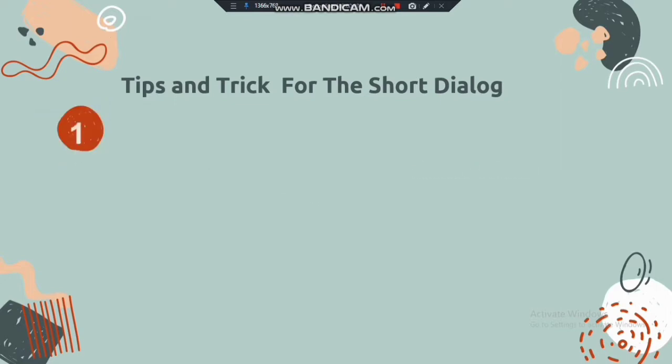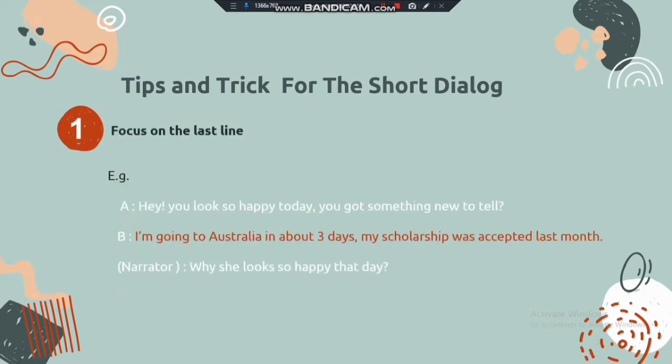Number 1. Focus on the last line. The short dialogue consists of 2 lines. You do not have to worry when you miss the first line in the conversation. Just focus on the second line.